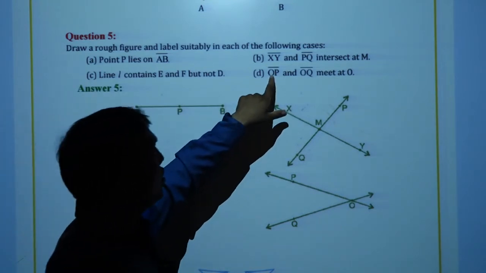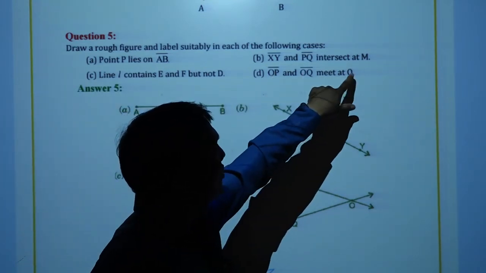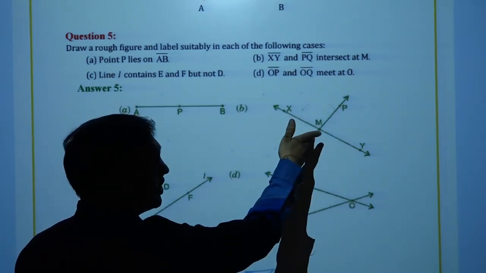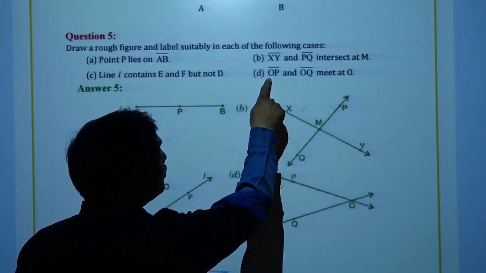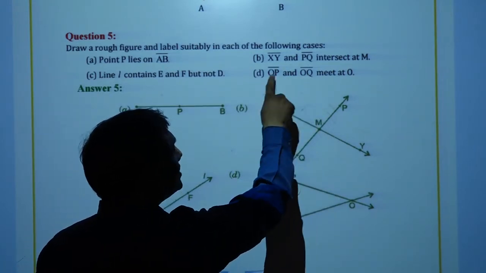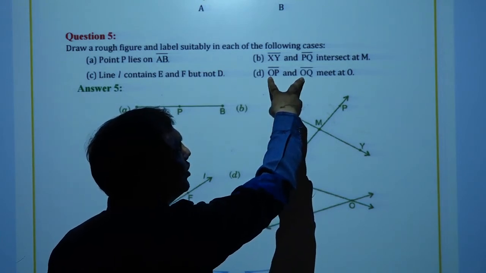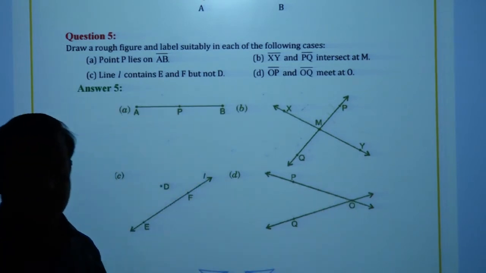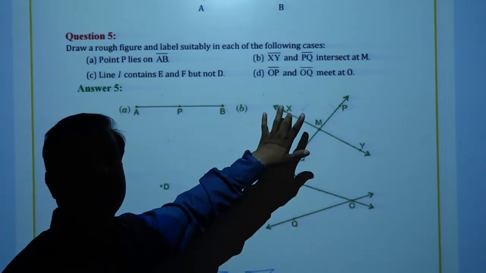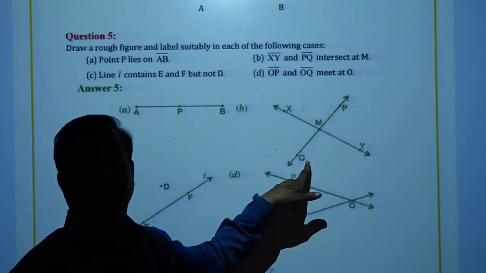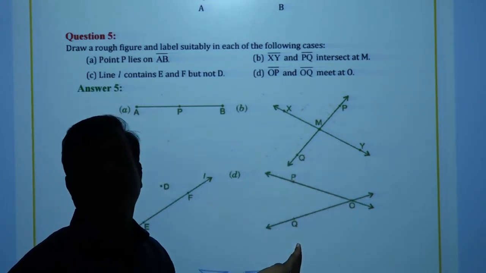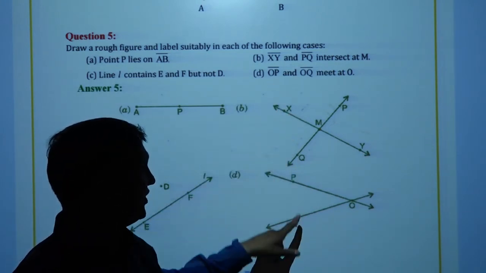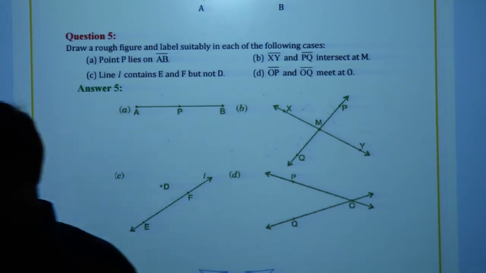Next question. OP and OQ meet at O. Here they said intersection, here only meet. So you can show the same figure also, no problem. What happens here? OP and OQ have the same starting point, O and O. That's why OP and OQ meet at O. Here they say intersection and XY and PQ are both different lines. But here OP and OQ both starting points are the same. So this is the figure for this question. Okay? Now next.